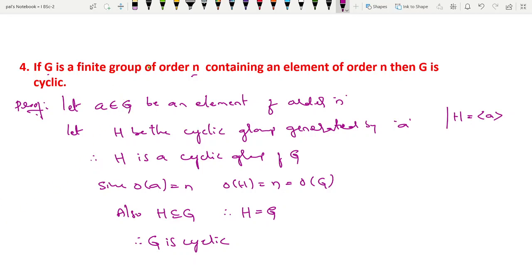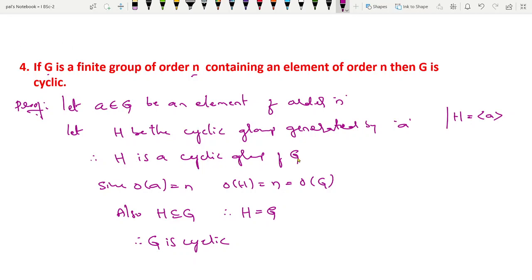Now you have to show that G is a cyclic group. To prove that G is a cyclic group, you take one element A from G and you take its order as n. So order of an element A is n. Now we consider one cyclic group that is generated by an element A. So H is a cyclic group that is generated by an element A, and all the elements of H are the elements of G because of closure property.